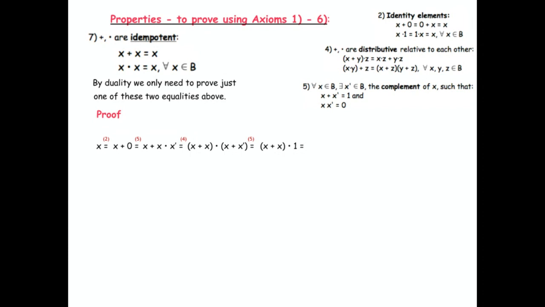Okay. And we're done. We've proven it: we started with the right side, and there we have it. Again, using the second axiom, we go from that to X plus X. Any questions? All right, so that was idempotency.